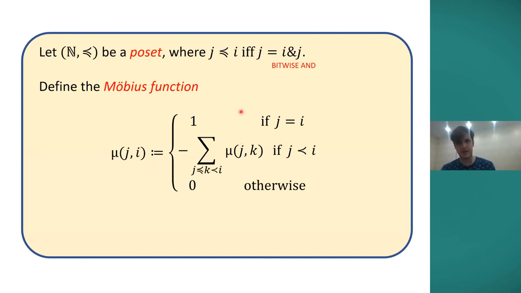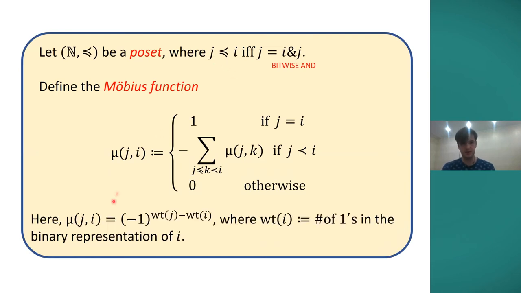And since we are given some specific partial order, we can just compute this Möbius function and get that it looks like this: minus one to the power weight of j minus weight of i, where weight is just the number of ones in the binary representation of an integer.